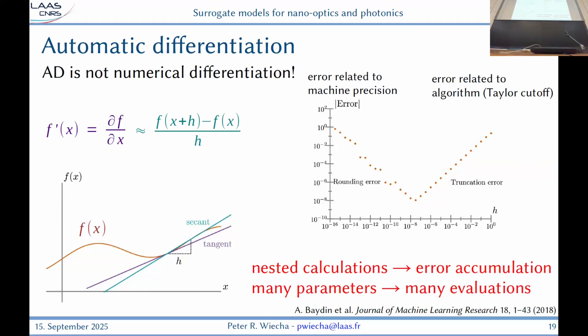And if we need to do this for a very nested function, we have a considerable risk of error accumulation. At the end of this numerical differentiation, we can have quite large numerical errors. Also, we would again need to do this for millions of parameters separately, and this would take a large amount of time. So this is also practically not really feasible.